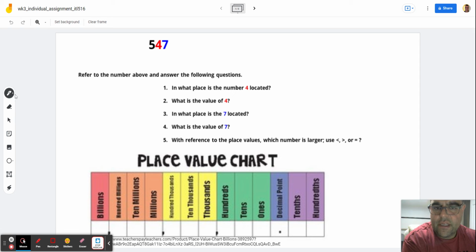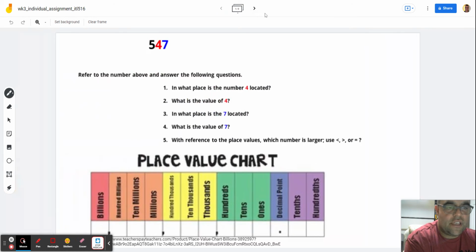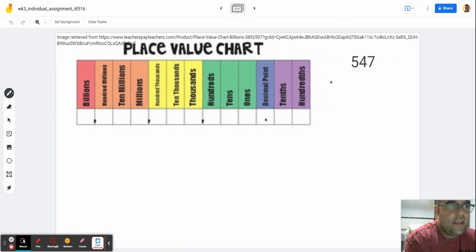And so if we take our pen here, this is something the student might want to do. They could flip over to the next page. So they would have a place value chart like so, number 547. Their first question asks, in what place is the number 4 located? And they could even use this here to help them. This is where the decimal point is. They could fill this in if they'd like. It might be a good strategy.